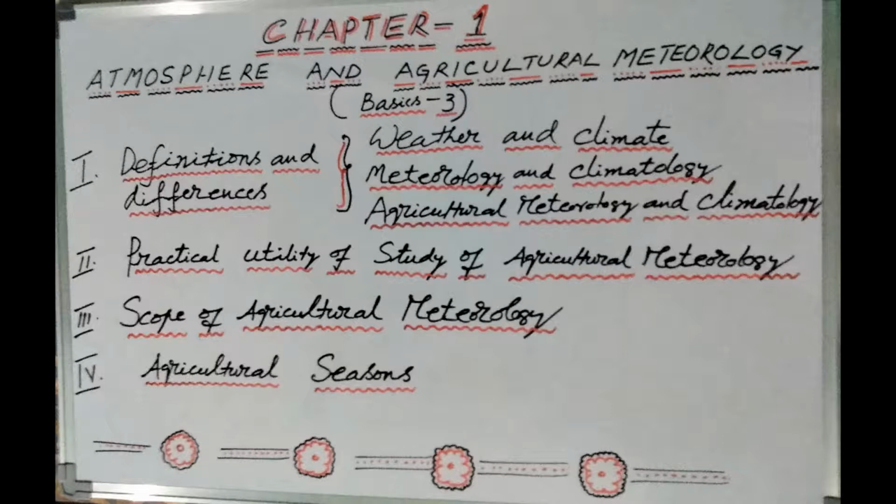Now, after understanding what is meteorology, what is climatology, what is agricultural meteorology and what is agricultural climatology, we should understand what is the practical utility or importance of study of agricultural meteorology. In a broader manner, the study of agricultural meteorology helps in planning cropping systems or cropping patterns. Second, in selection of sowing dates for optimum crop yields. Third, cost effective ploughing, harrowing, weeding, etc.